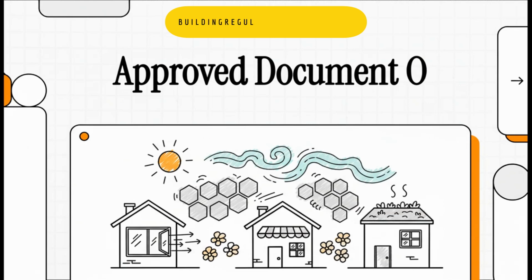All right, let's get right into it. Today, we're unpacking Approved Document O. Now, this is a huge deal because it's completely reshaping how we have to design new homes in England to fight the very real and, let's be honest, growing problem of overheating.